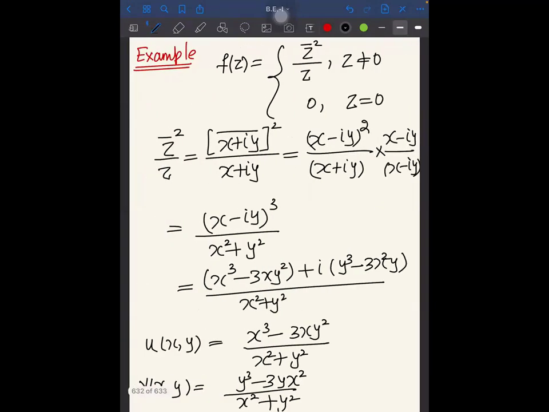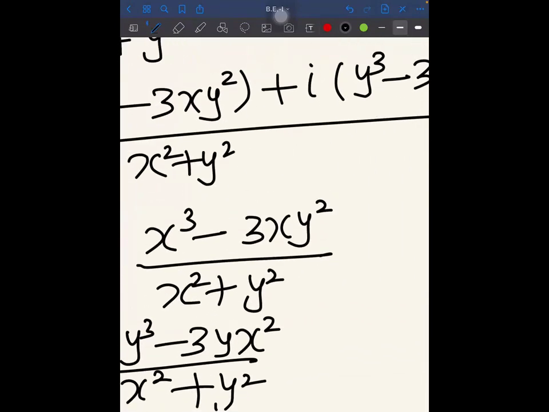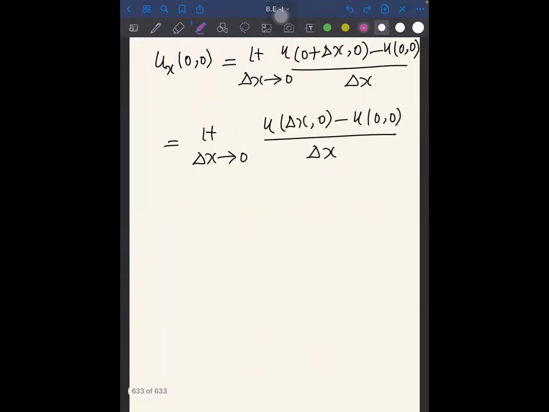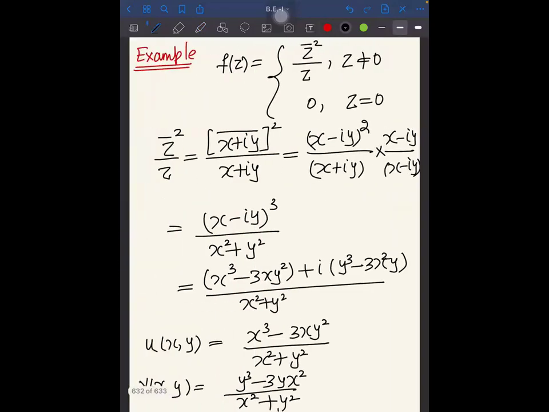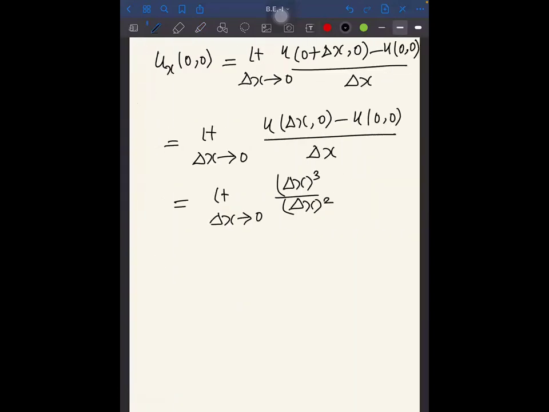Now if you put in place of u, you replace x by delta x and y by 0. What do you get? You will come to know that this will go to 0 and this will go to 0 because both the expressions contain y, right? So we are left with limit delta x goes to 0 of delta x whole cube by delta x whole square, and u of (0, 0) is given to us, that is 0, upon delta x. So limit delta x goes to 0 of delta x whole cube by delta x whole cube. So that is 1.